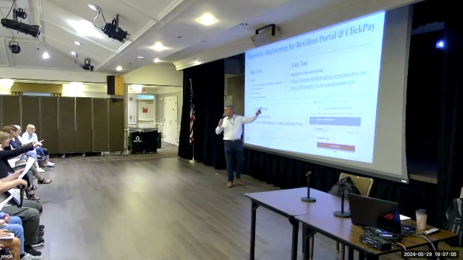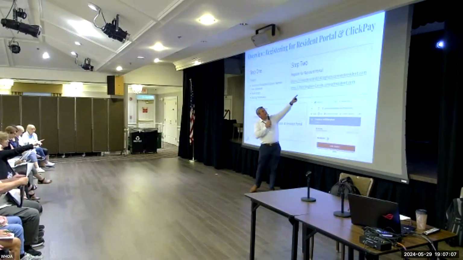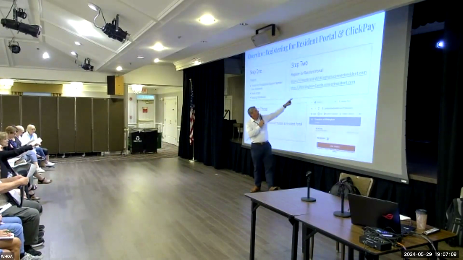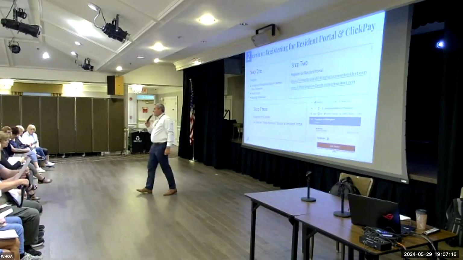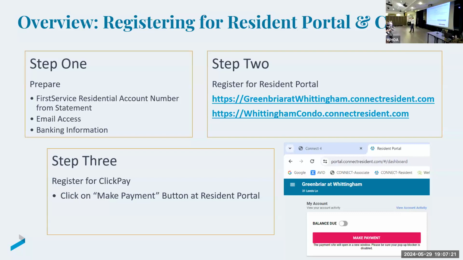These are the two website addresses: Greenbrier at Whittingham.connectresident.com, WhittinghamCondo.connectresident.com. Right, there were separate mailings for whether you're a resident at Greenbrier or a resident at Whittingham.